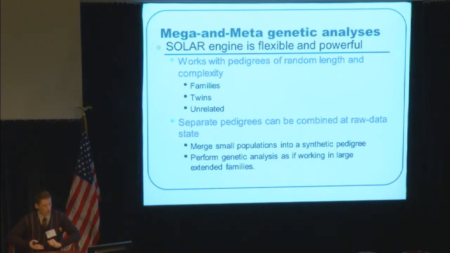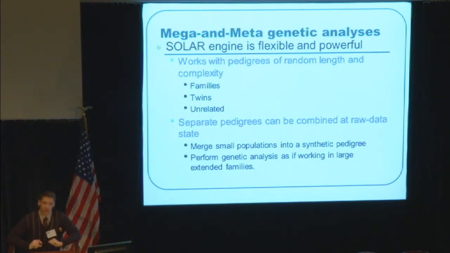So SOLAR-Eclipse is very flexible and very powerful. It works with pedigrees of arbitrary size and complexity. So SOLAR can work with families, it can work with twins, it can work with completely unrelated individuals. And this can be used to great advantage because we can combine separate pedigrees at the raw data stage.